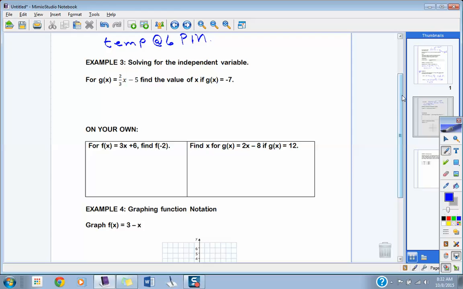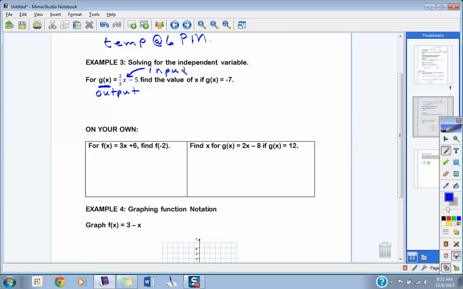So guys, again, if you can think of the left side out here as, well, whatever value is over here is like the output. And what's going in for x is considered your input right here. Okay, as it says, for g of x equal to the following function, 2/3 x minus 5, it says find the value of x if g of x is -7 this time.